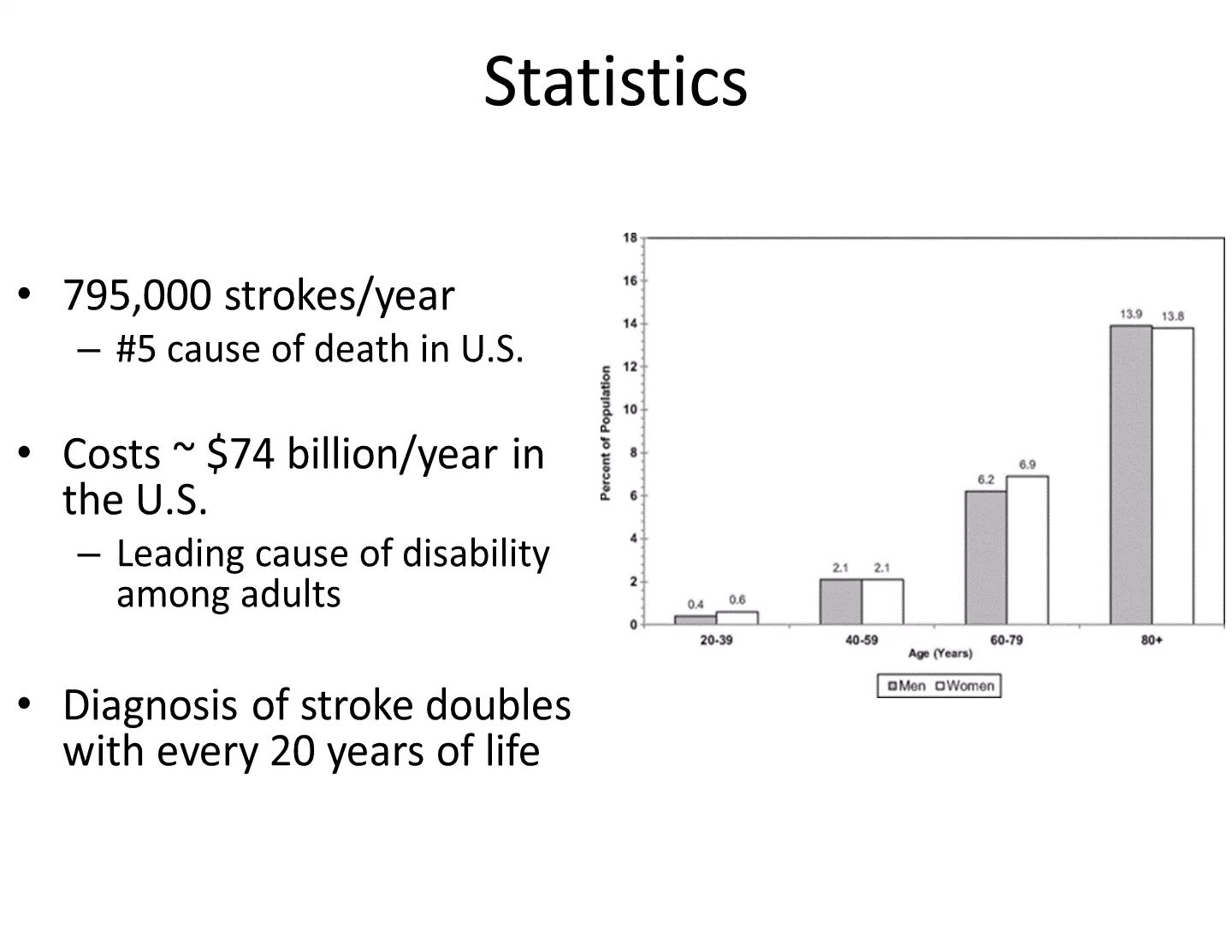If you look at the figure on the right-hand side of the slide, on the y-axis you have percent of population, those individuals who've experienced a stroke, and on the x-axis you have the individual's age. As you can see, with each 20 years of age, there's more than a doubling of the number of individuals, both men and women, who are diagnosed with a stroke. So this is a large patient population in your future.